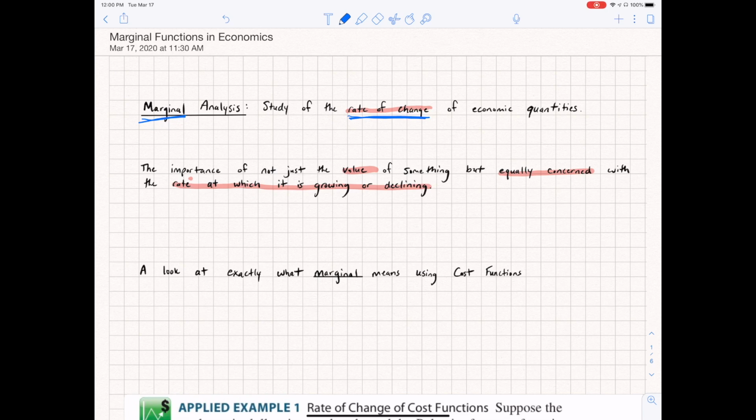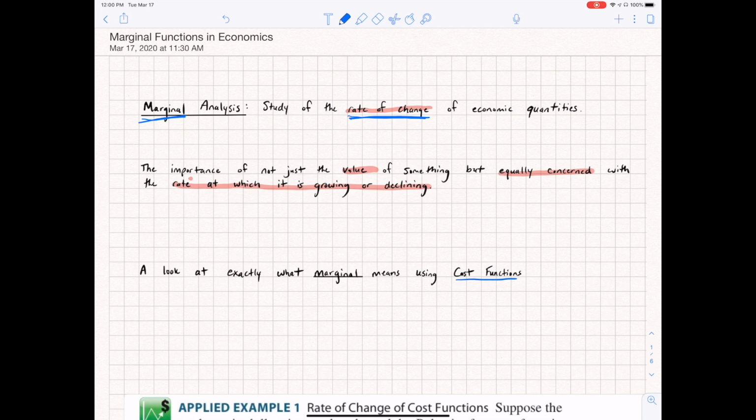And we'll do it by starting out by looking at cost functions. Throughout this lesson, we'll keep adding to this and dealing with what marginal means and how I find marginal items. And so for us specifically, we'll start with cost functions.